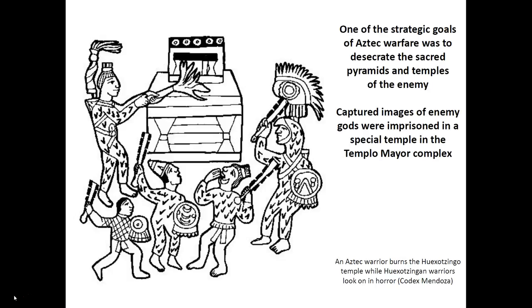And in this image from the Codex Mendoza, we see an Aztec warrior setting light to the temple of the Huexotzingo, while their warriors look on in horror, perhaps losing their morale as they see their temple destroyed. But it wasn't just that they would destroy the temples of the enemy, they would also capture images of the enemy gods. Statues and other representations of the deities of the enemy would be captured and then imprisoned in a special temple at the Templo Mayor complex. They are cutting off the connection that their enemies have to their deities and limiting their ability to channel the supernatural powers towards their armies and against the Aztec.